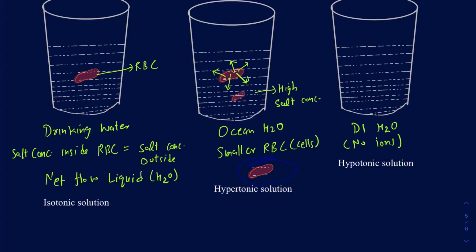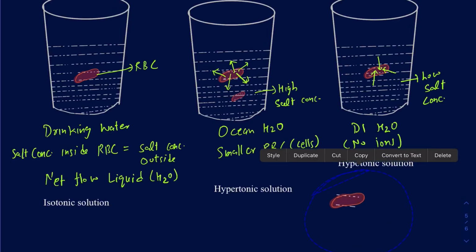So what happens when you have the RBC in that case? Let's suppose the RBC is in there. Which way is the water going to flow? Now you have low salt concentration outside, in the surrounding of the cells. Since you have a low salt concentration, the water is going to move into the cell, because remember, water always moves from low salt concentration to high salt concentration. So since water is going to move into the cell, what's going to happen to this RBC? Well, clearly it's going to get bigger.